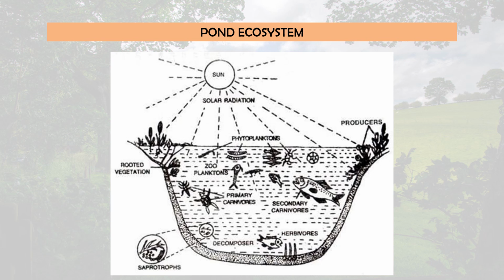First one is pond ecosystem. Here pond is a classic example of a self-regulating freshwater ecosystem, and it is characterized by a small body of water that is shallow, but it has depth of more than 12 to 15 feet, which allows the sunlight to reach the bottom of the pond, where you can see growth of some rooted plants.